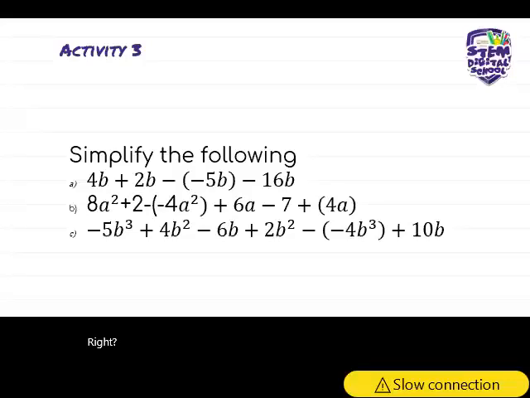Let's carry on. Minus 5b cubed plus 4b squared minus 6b. And then plus 2b squared minus into minus 4b cubed plus 10b. Let's carry on. Right, 9b cubed plus 6b squared plus 4b.